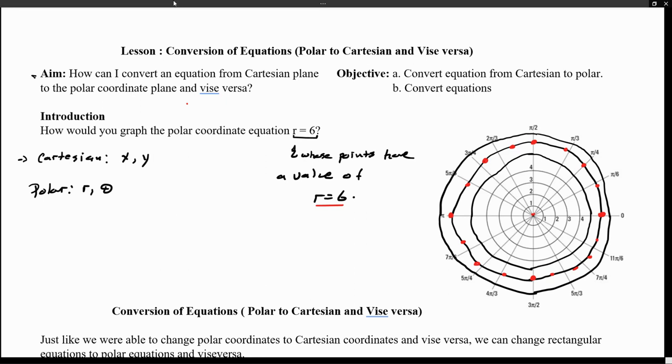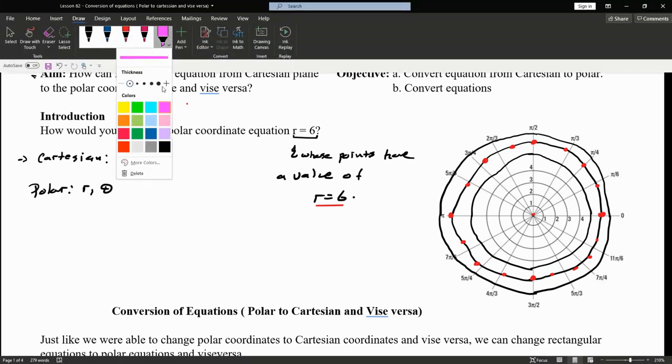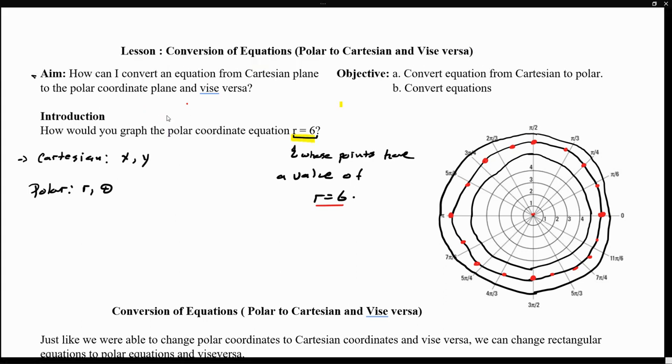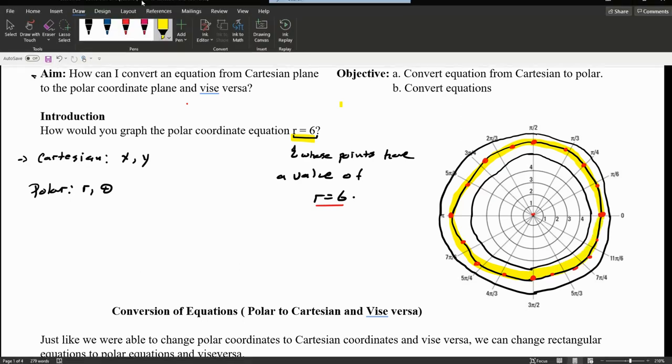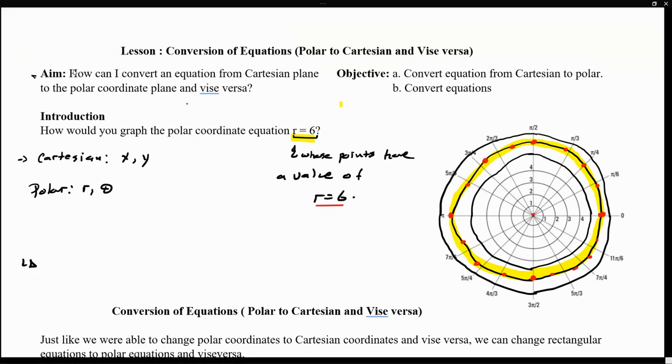So what we have actually done is that when we try to graph a function that's only given in terms of r, all we have done is graph a circle whose center is at the origin, where the radius of the circle is the value of r. So all we have done is graph a circle whose center is at 0, 0, and the radius is 6 units.